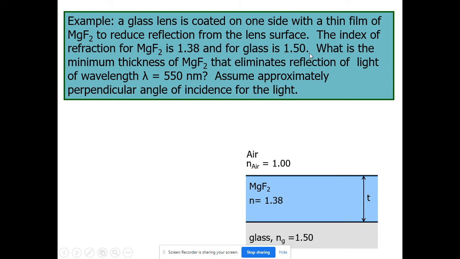So the question is: what is the minimum thickness of MgF2 that eliminates reflection of light of the given wavelength lambda? Assume approximately perpendicular angle of incidence. It is very simple. It is given that the ray is perpendicular. Lambda is given, the MgF2 refractive index is given, the glass refractive index is given, and the air's refractive index is given. What is asked is the minimum thickness of this thin film MgF2, which can eliminate reflection of light.